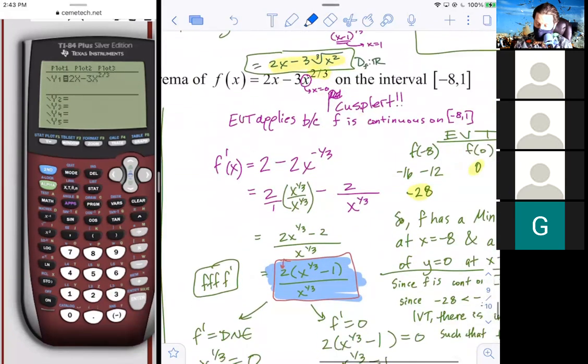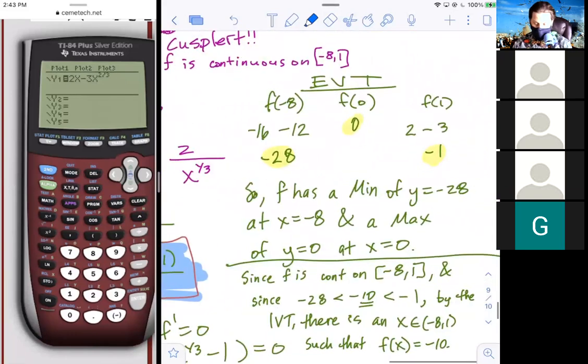And it is 2x minus 3x raised to the 2/3 power. Now, the first thing I want to do, let's look at the EVT first, okay? So on the EVT, if I go to my window here, and I only look on the interval from -8 to 1, that's the interval in question. For my y min, I'm just going to go to -35, something that includes -28, and my y max, I can leave it at 10.